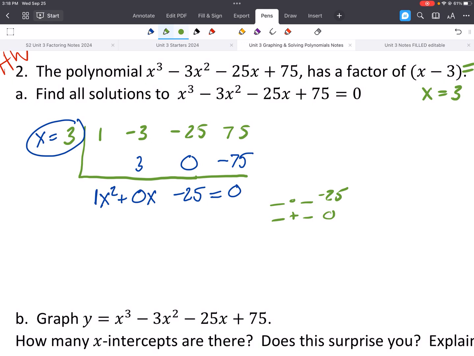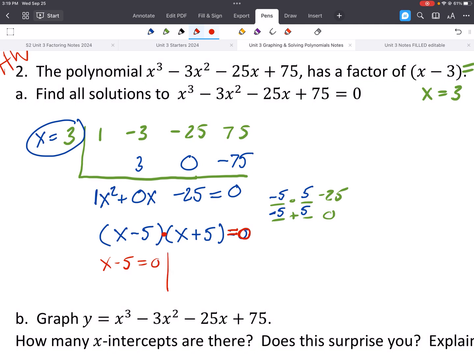If you think about it for a second, hopefully you'd see we could do -5 and 5. You're welcome to use the box, but for this one, the leading term is 1, so we could go straight and write down our factors. We'd get x minus 5 and x plus 5 is equal to 0. Then we use the zero product property. If you're multiplying 2 things and it's equal to 0, then either x minus 5 has got to be equal to 0 or x plus 5 has got to be equal to 0.